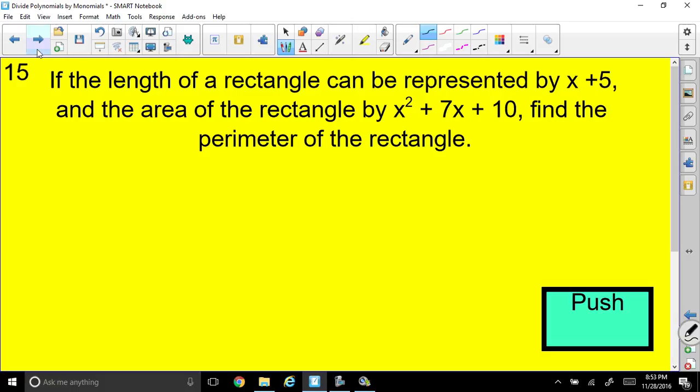Here's a nice question about the length of a rectangle. We want to find the perimeter of the rectangle. So we have the dimensions there.